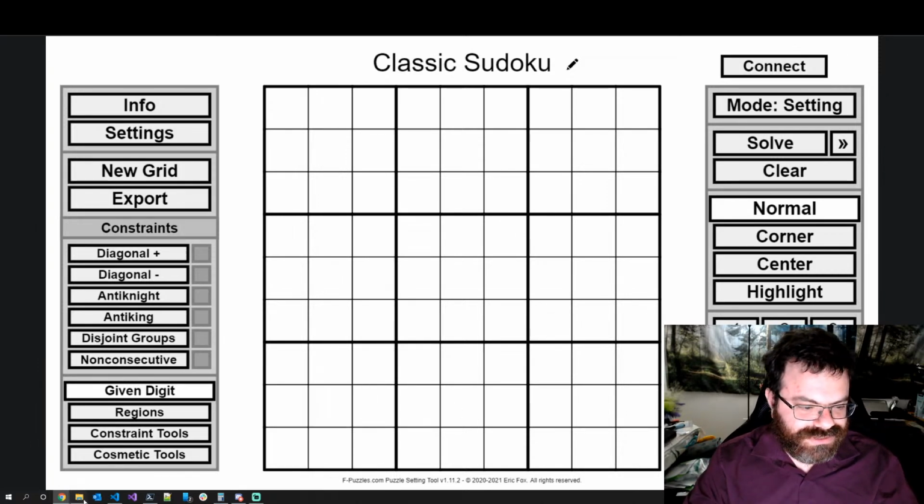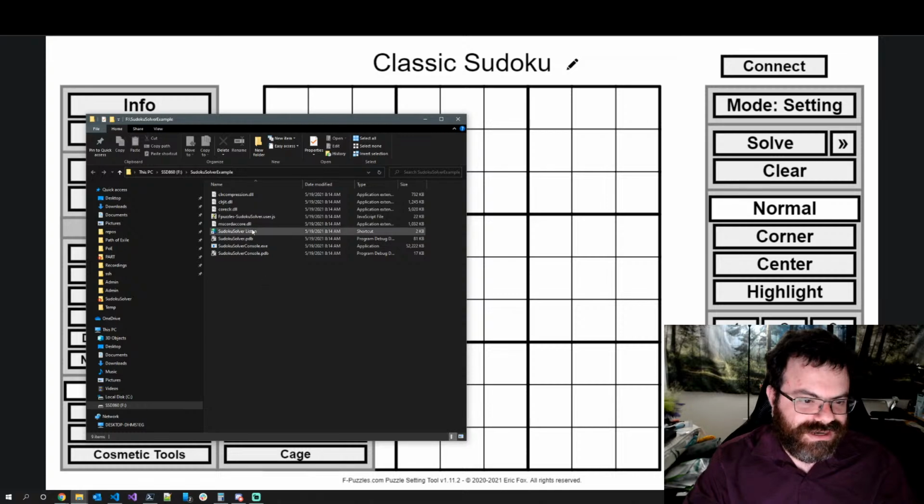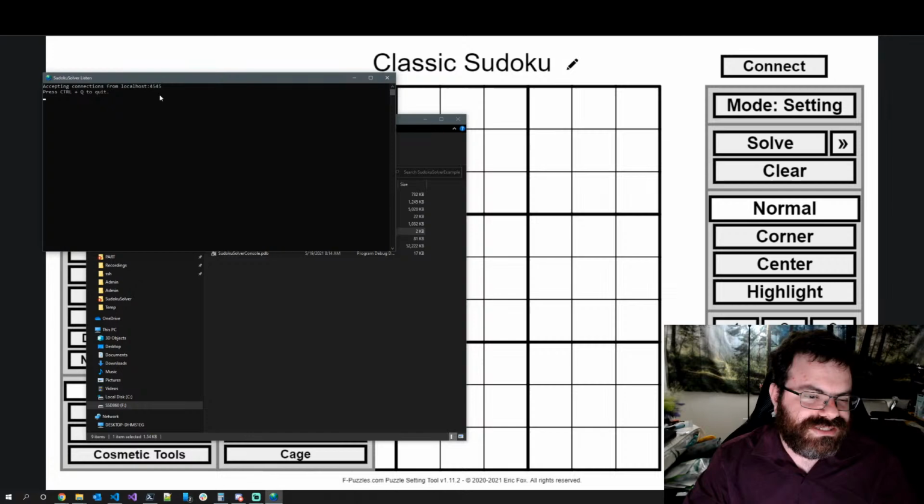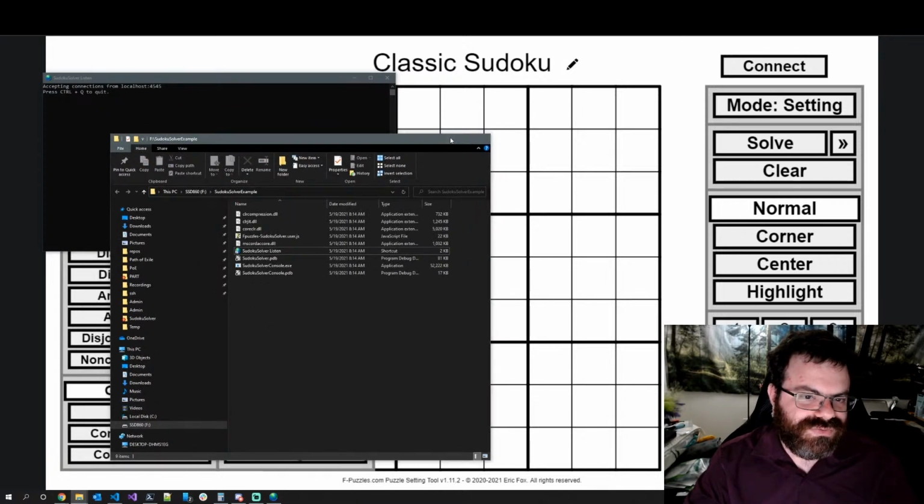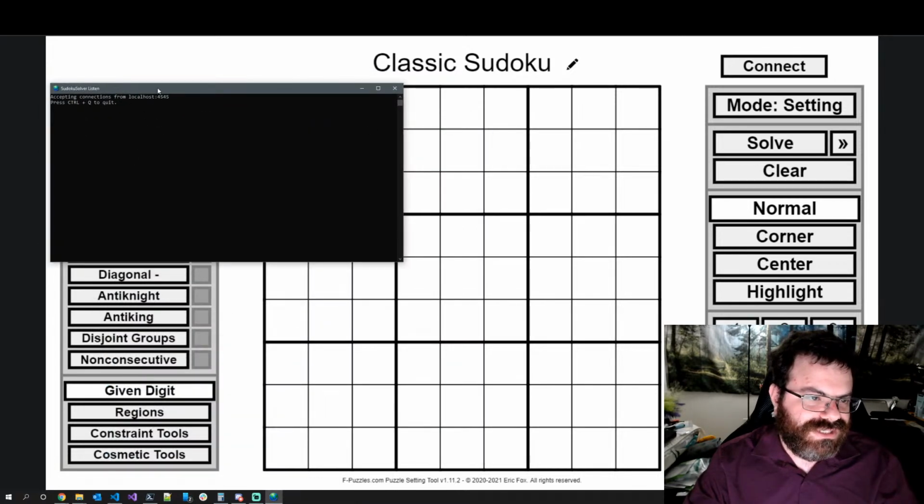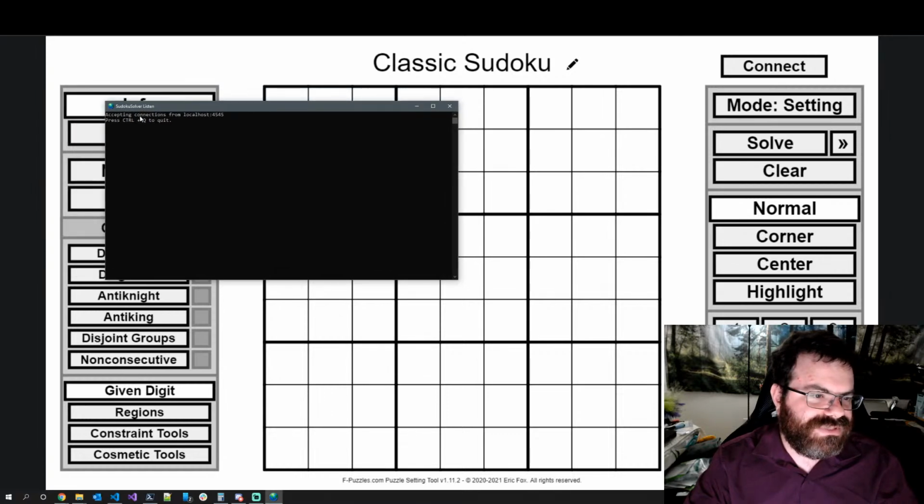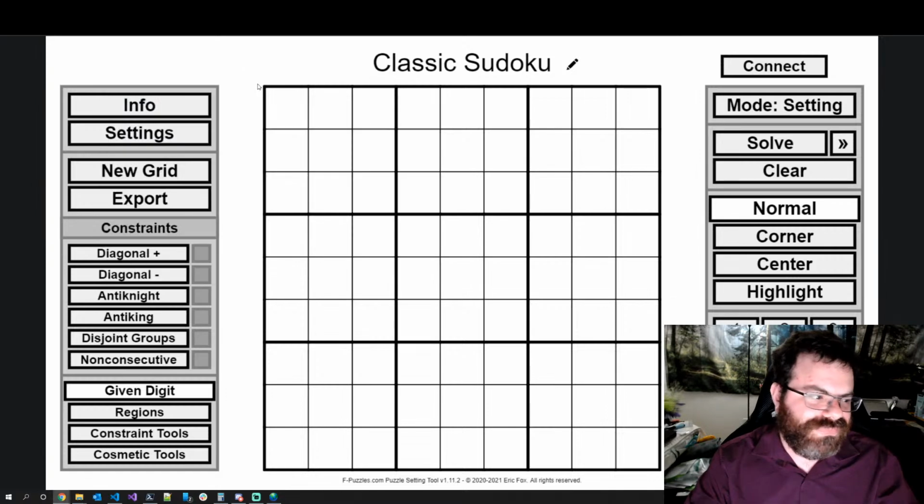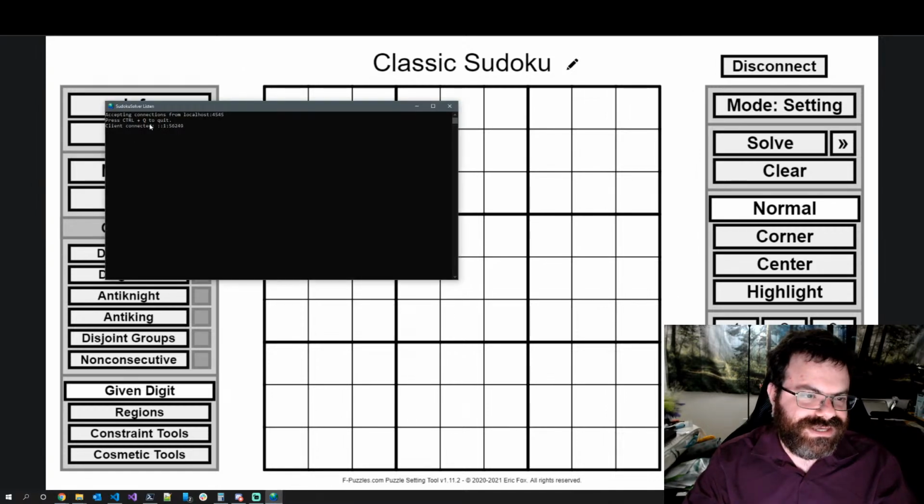So what we want to do is go back to this directory here. And on Windows, you double click this shortcut, Sudoku Solver Listen. On Mac, it's going to be called Listen, as well as on Linux, it's a listen script. So that'll run this, and you'll see this dialog come up. As long as it says accepting connections and press Control Q to quit, that's good, we're running. And then we can click connect, and you can just make sure it says client connected here.